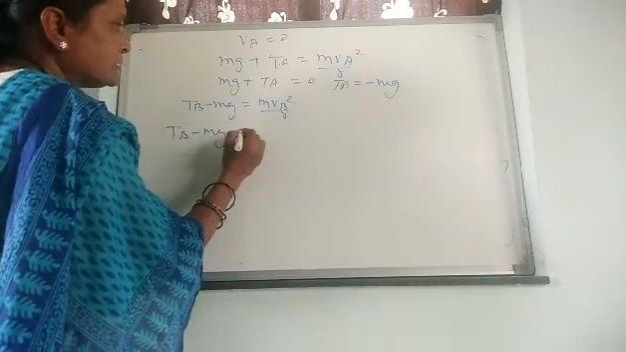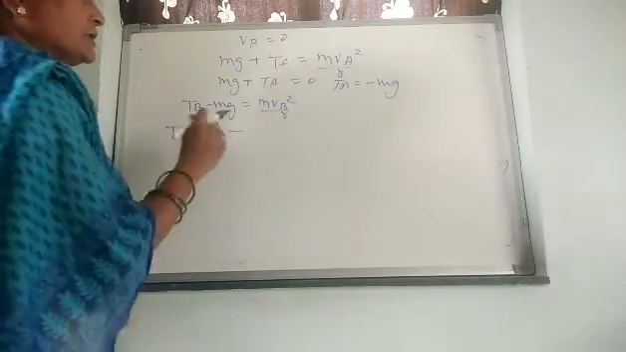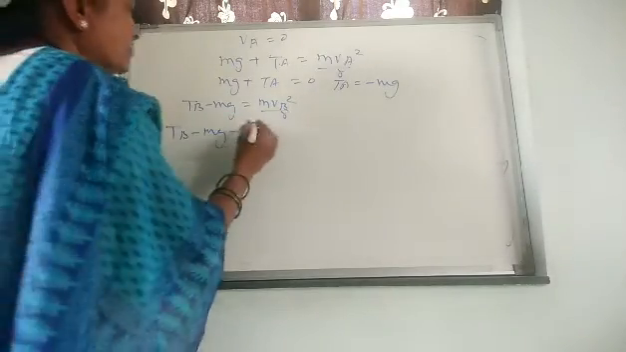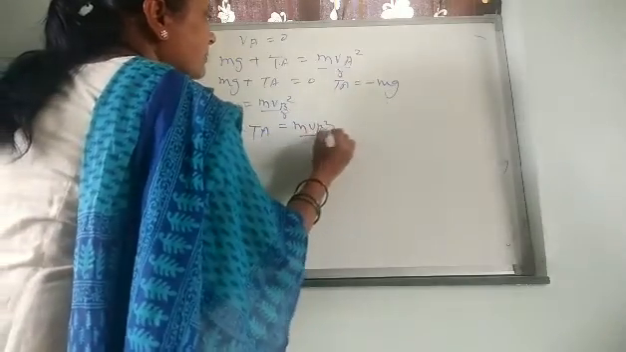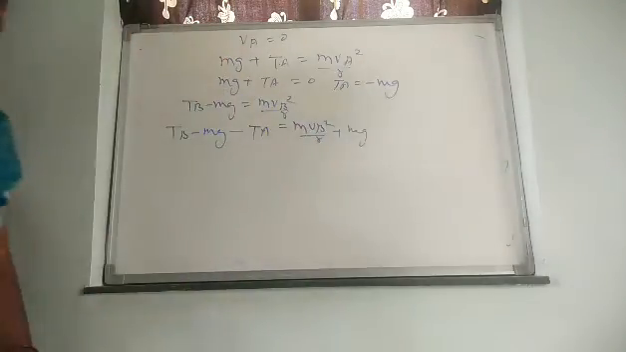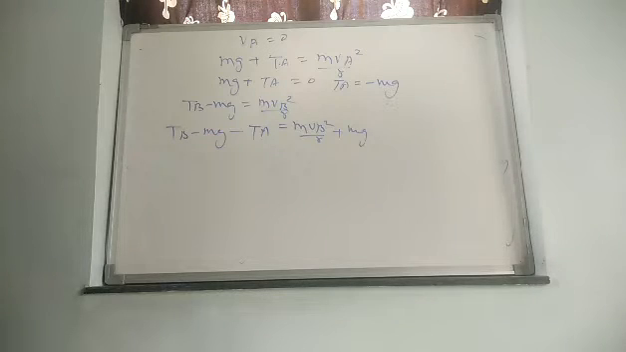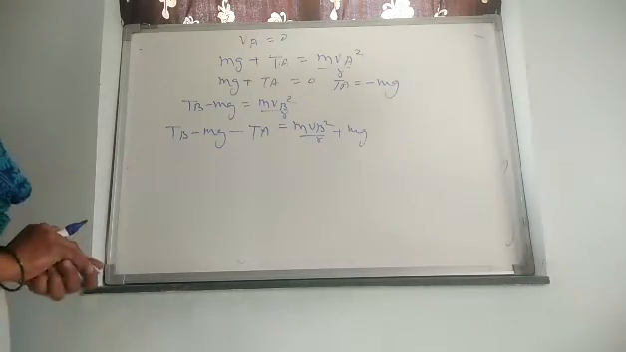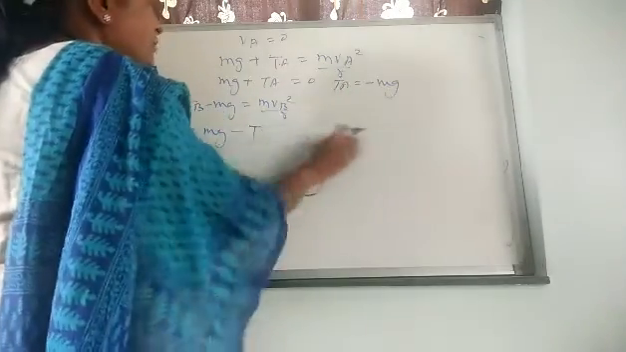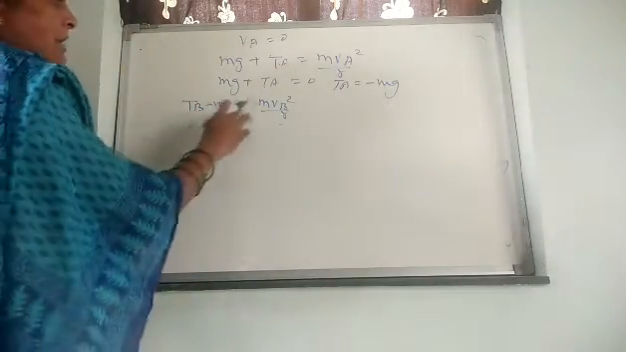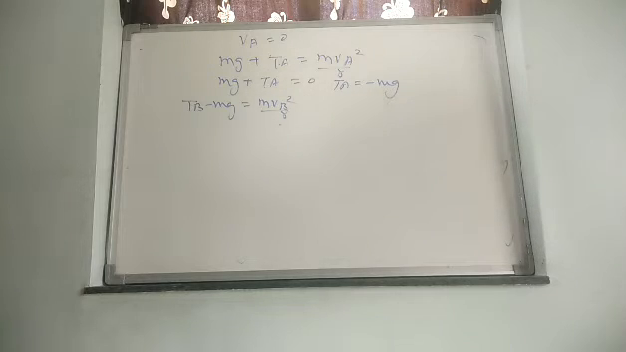Tb minus mg minus Ta will be equal to mvb square upon r plus mg. Before deriving this, you have to remember this: Ta is equal to minus mg, and Tb minus mg is equal to mvb square upon r. These equations you have to remember.